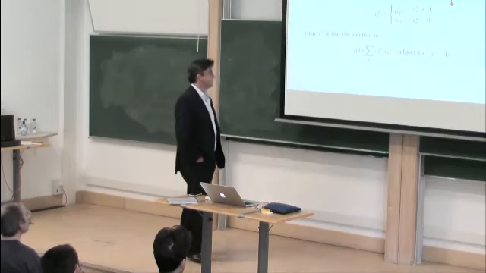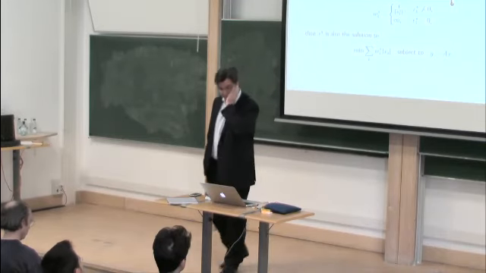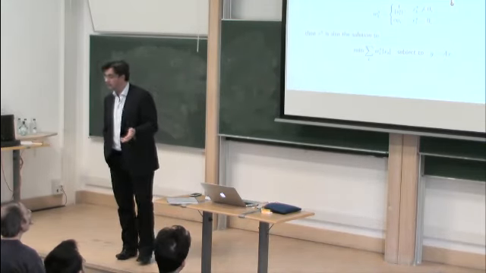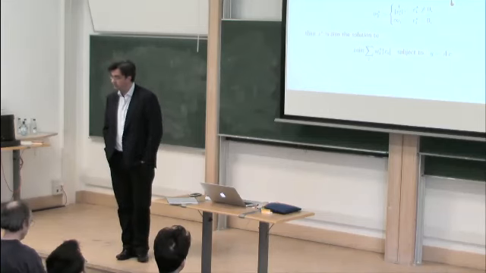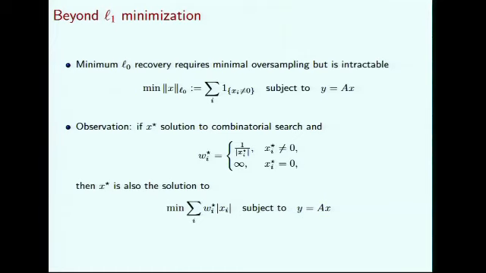And a very stupid observation is to say that if x star is a solution to the L0 problem, and if I define weights to be 1 over the amplitudes of the L0 solution, then of course the L0 solution will be the solution to this weighted L1 problem. Of course, I don't know the weights, because to know the weights I need to solve this combinatorially hard problem that I cannot solve. But can I learn these weights?